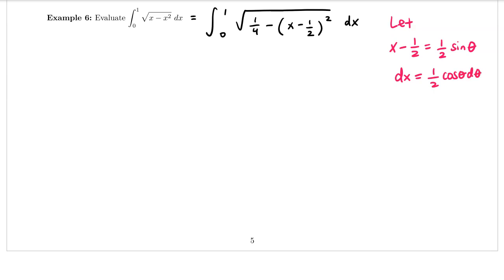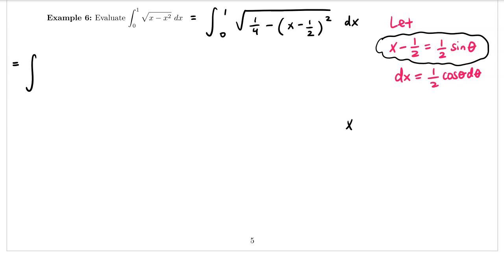So now we're going to rewrite our integral. Notice here, because we're substituting in terms of theta, I can't use my original limits of integration for my definite integral. So in this scenario, why don't we solve for new limits of integration? I'm going to use this equation to solve for my new limits of integration.